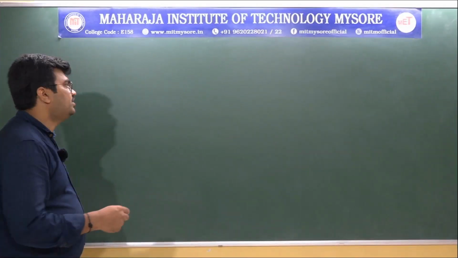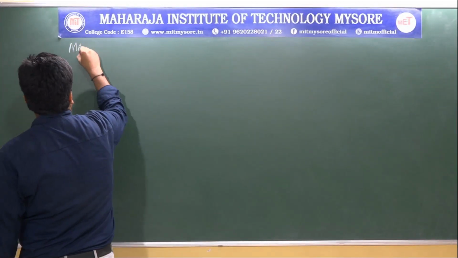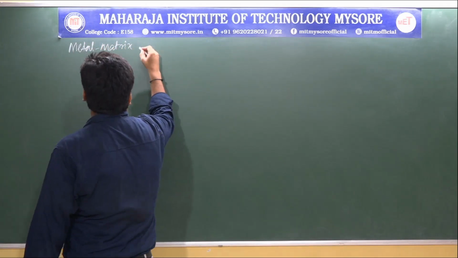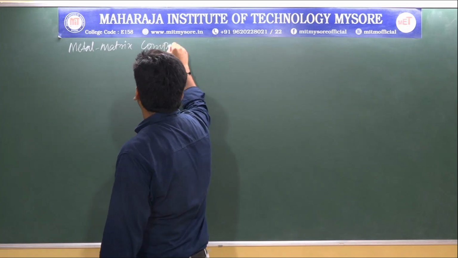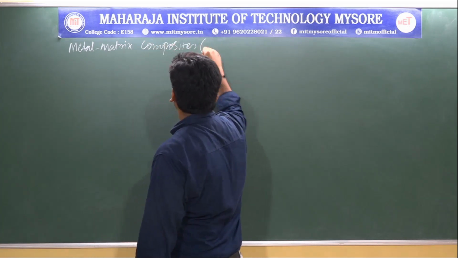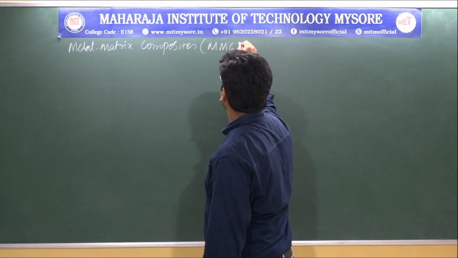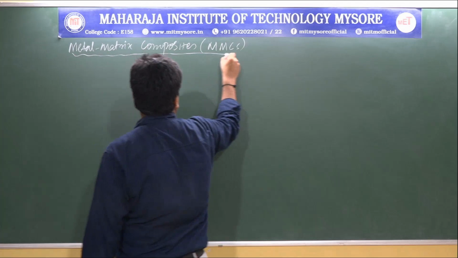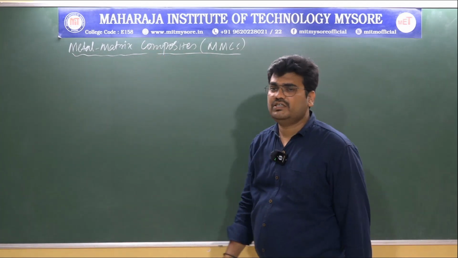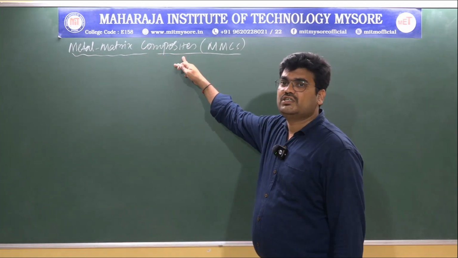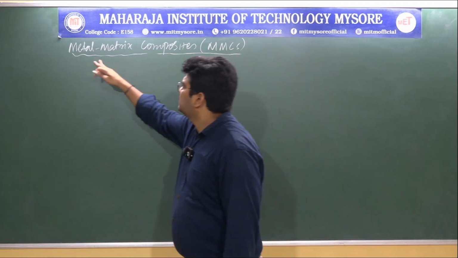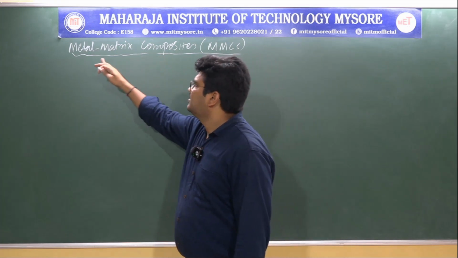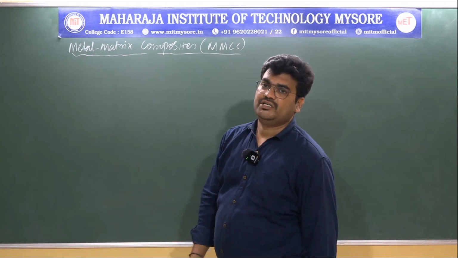So the next composite is metal matrix composites. In short they are called MMCs, metal matrix composites. The name itself says that as a composite, they consist of two distinct components, one is a metal part, the other one is another material.